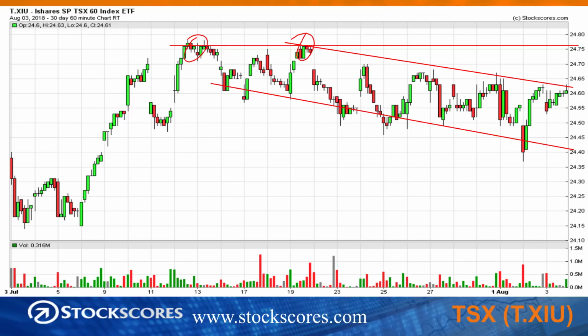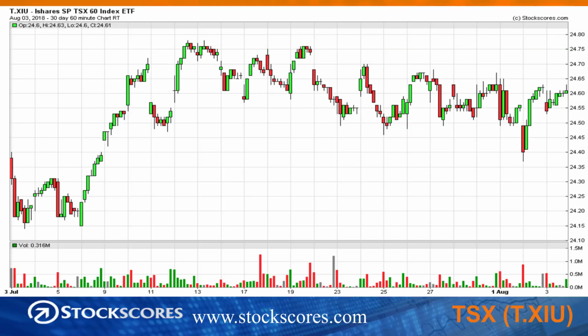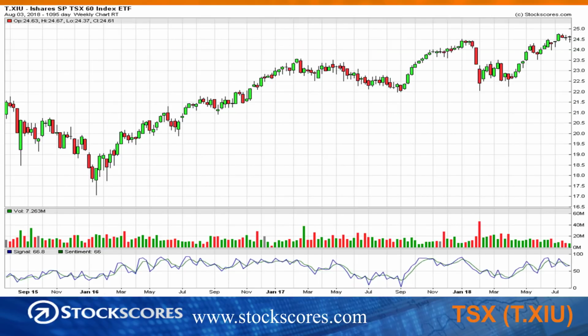I think a lot depends upon how things work out with the NAFTA negotiations and tariffs and all those sorts of things. If those go good, then you're going to see a breakout in the market. If those continue to be a stall, you're not going to see people want to take positions aggressively on the buy side. Longer term chart of the TSX, it is still in an upward trend.